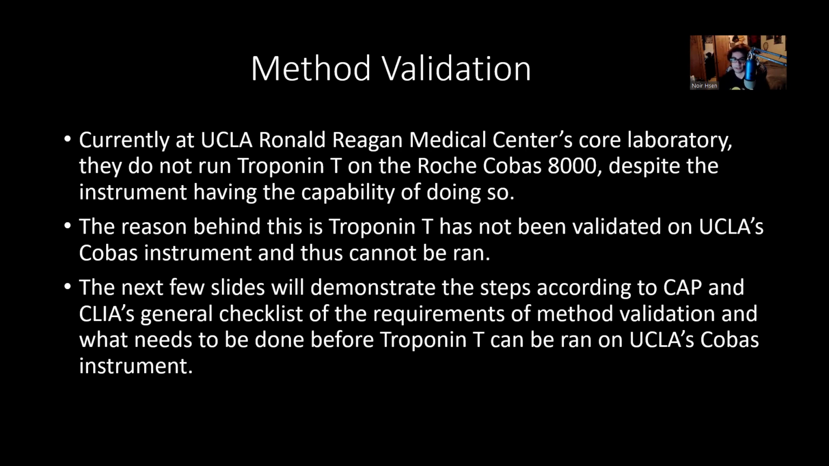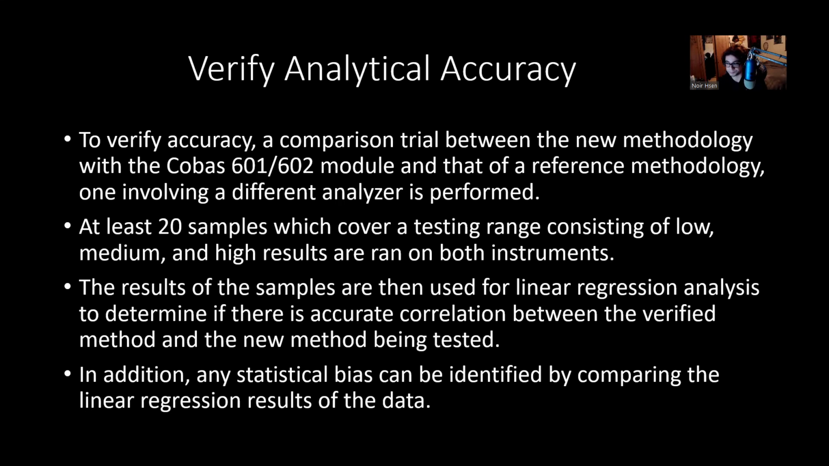Method validation. All right, let's start the method validation. So currently at UCLA, we don't run troponin T on our cobas. We use a different analyzer. So we're going to pretend as if we're going to validate troponin T on the cobas 8000, which it can run, but it isn't validated. So these are the steps.